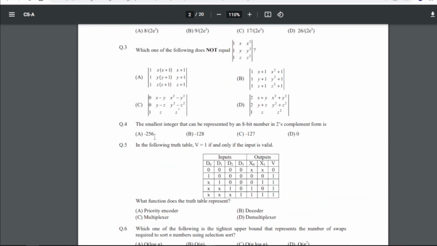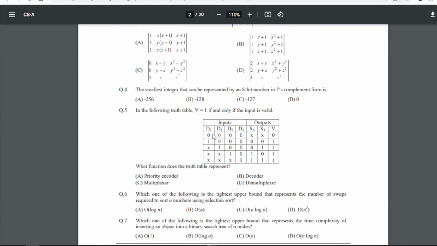Now next question is, the smallest integer that can be represented by an 8-bit number in 2's complement form is what? So again, if you solve the smallest integer for an 8-bit number in 2's complement representation, you will get the answer as B, that is -128.